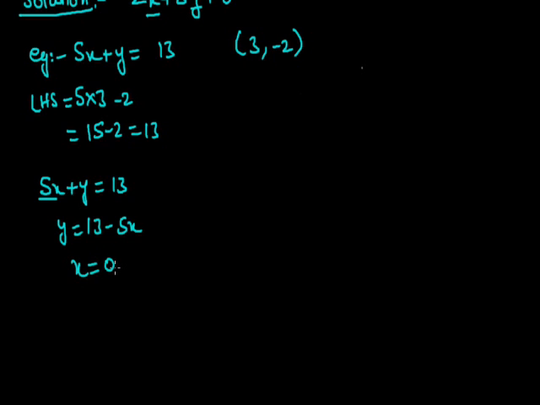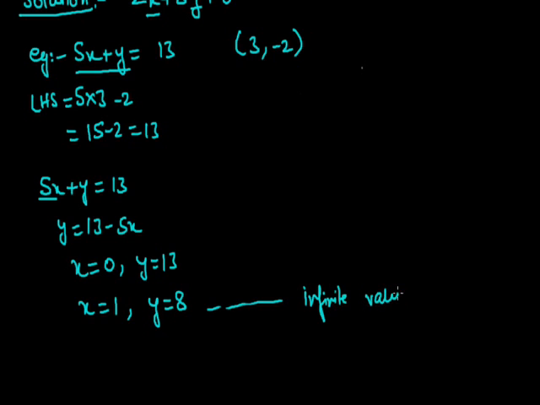And that value will definitely satisfy this linear equation, that is 5x plus y is equal to 13. It means if I take x is equal to 0, I will get y is equal to 13. So if I keep the values x = 0 and y = 13 in this equation, it satisfies the equation, so it becomes a solution. In the same way, if I keep x is equal to 1, I will get y is equal to 8, which again satisfies this linear equation. In the same way, I will get an infinite number of solutions of the linear equation.